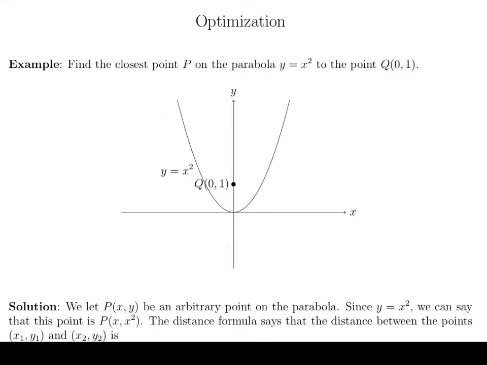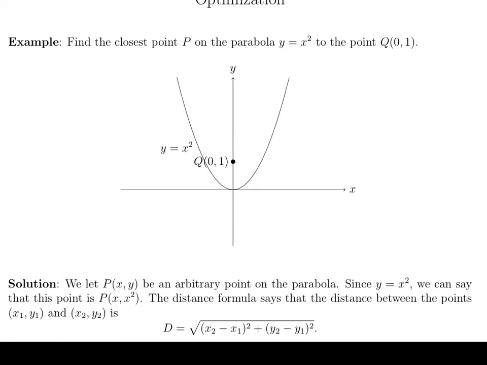Okay, so the way we're going to do this is we're going to let P of x, y be an arbitrary point on the parabola. Now we know that on the parabola y is equal to x squared, so we can say that this point is x comma x squared. Now we have a distance formula that gives us the distance between any 2 points, x1, y1 and x2, y2. It looks like this. So the distance formula looks like the square root of x2 minus x1 squared plus y2 minus y1 squared. And keep in mind this is just a byproduct of the Pythagorean theorem.